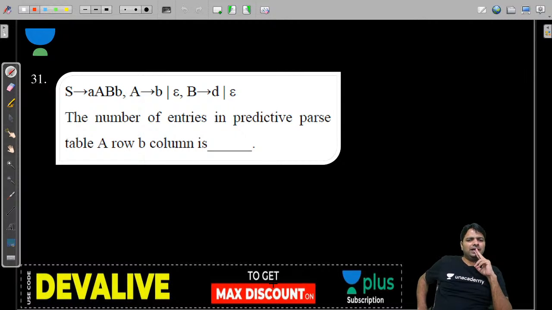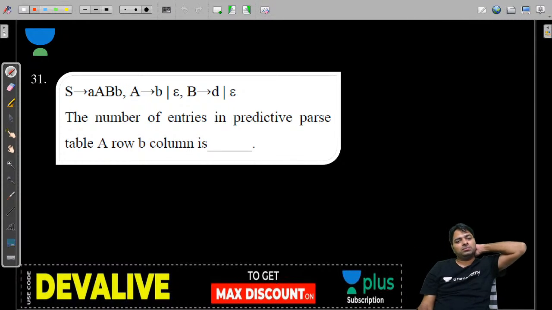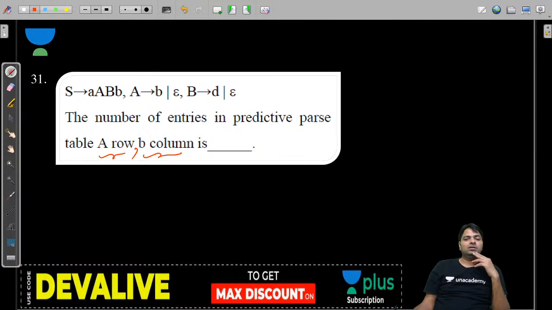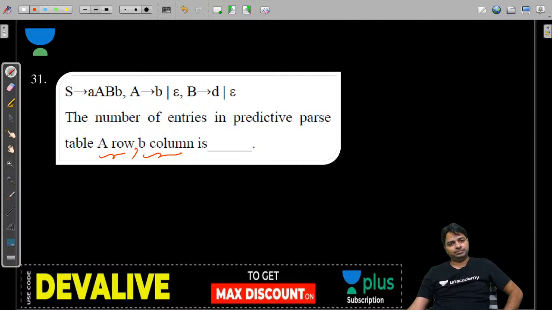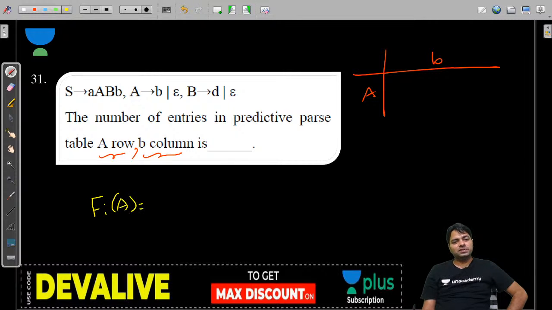Now, the number of entries in the predictive parse table at row A and column B. So read carefully, row A and column B. So you need to find how many productions are there here. For that you need to compute first of A. What do you have? B comma epsilon, because A row only, right? You don't need to compute every first set.